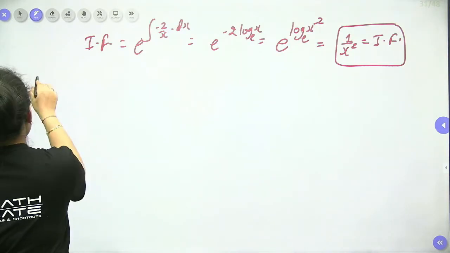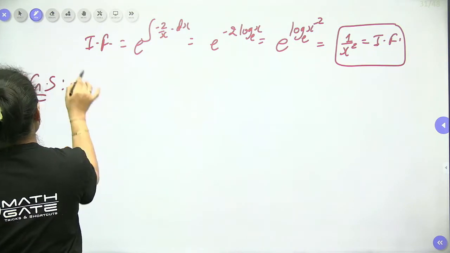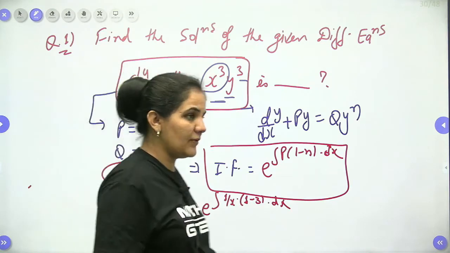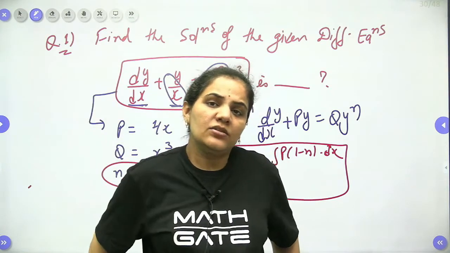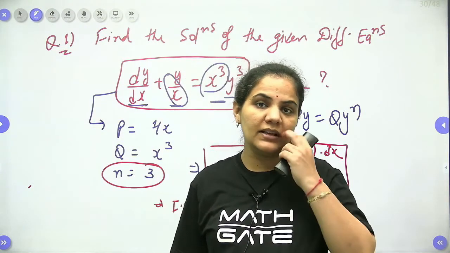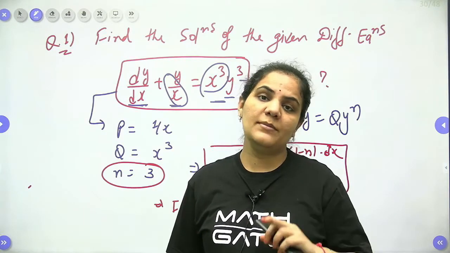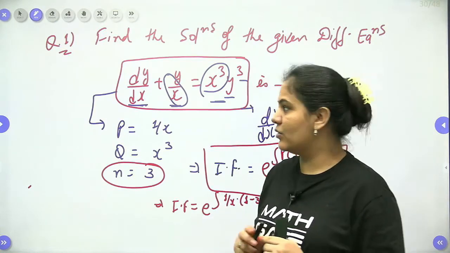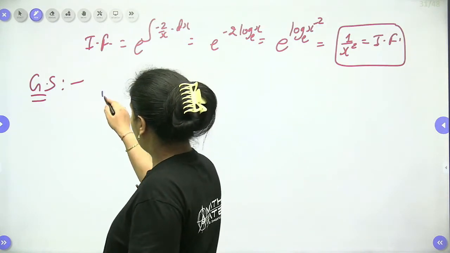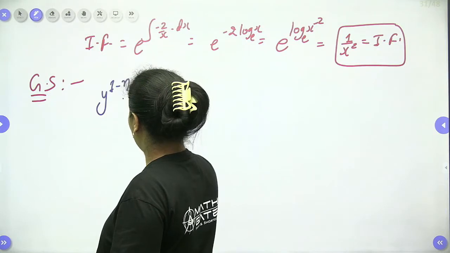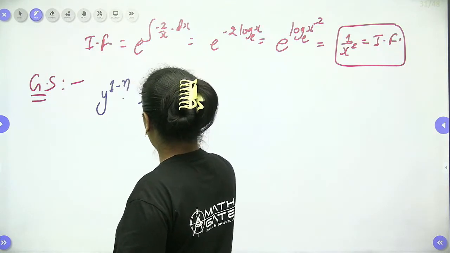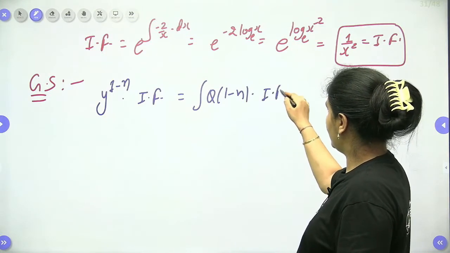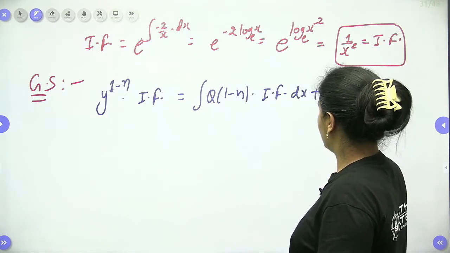Now we have to find the general solution. As I already told you, there is a fixed pattern in the GATE examination: whenever we have a Bernoulli's type of equation, the question is asked only and only based on the integrating factor. But still, if you want to find the solution, we can go for the solution also. We know very well the solution is y to the power 1 minus n into integrating factor is equal to integral of q into 1 minus n into integrating factor dx plus c, right?